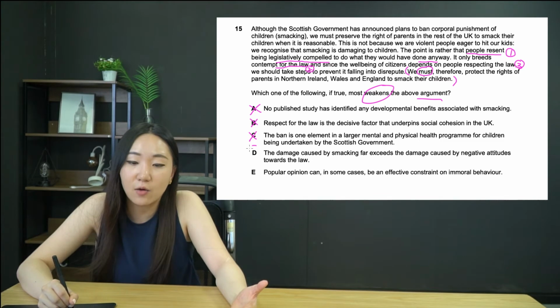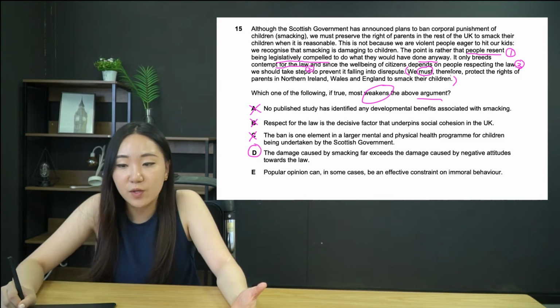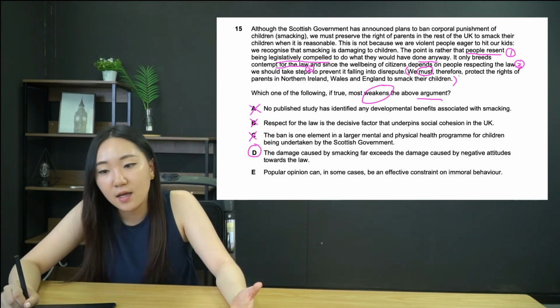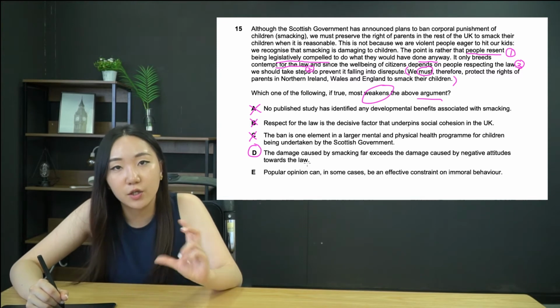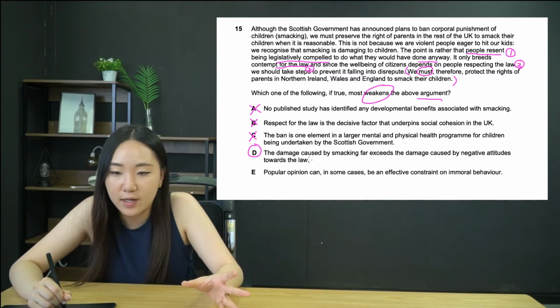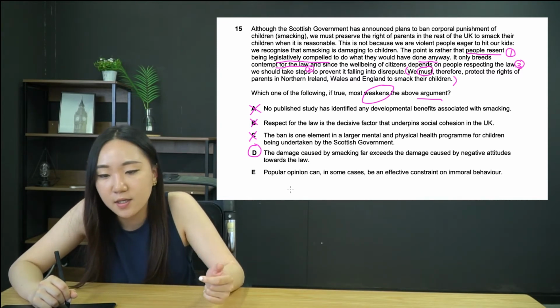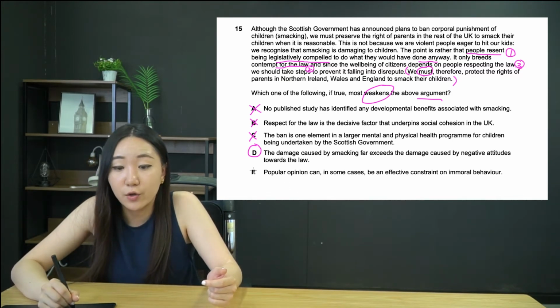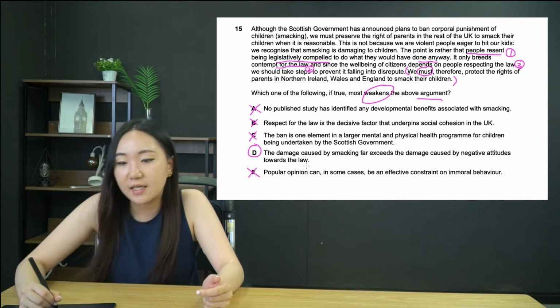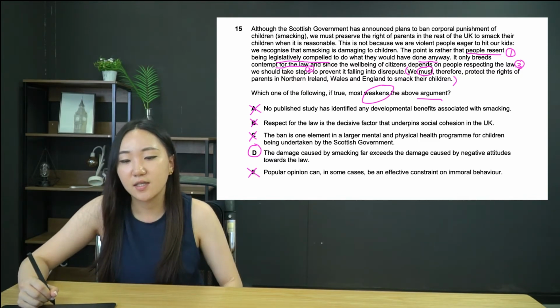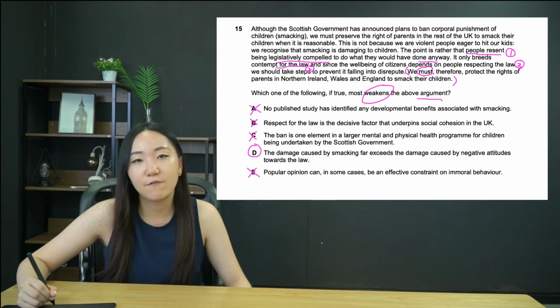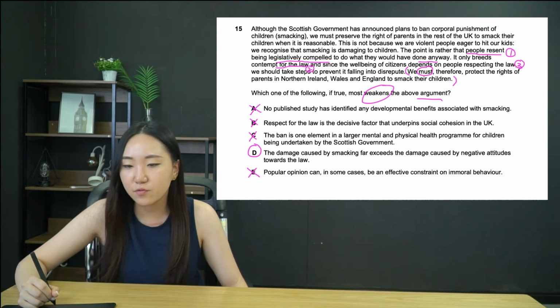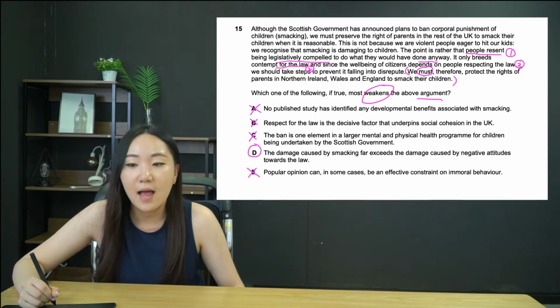So we shouldn't allow this final conclusion. We must therefore not protect the rights. So that one is pretty much going to argue the opposite way, or a flaw anyway, weaken the argument. And then the final one, popular opinion can in some cases be an effective constraint on immoral behaviour. That is, again, another suggested kind of solution, but not really to do with that final mechanism. So in this case, I think it's really, really clear what the answer actually is.